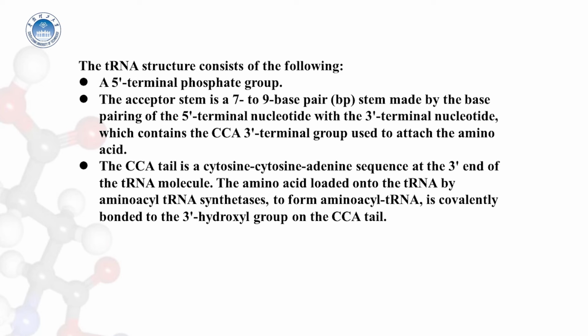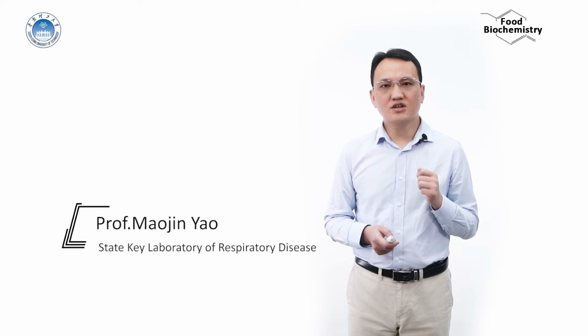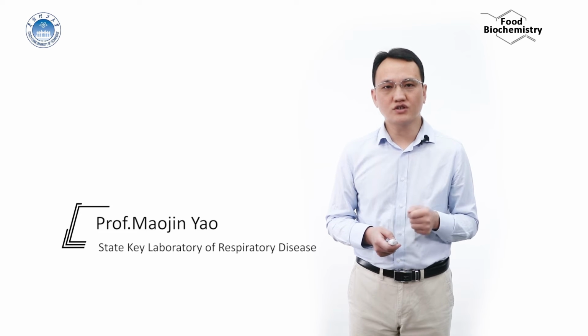The amino acid is loaded onto the tRNA by aminoacyl-tRNA synthetase. To form the aminoacyl-tRNA complex, it is covalently bound to the 3' hydroxyl group on the CCA tail. This sequence is important for recognition of tRNA by enzymes and is critical in translation.